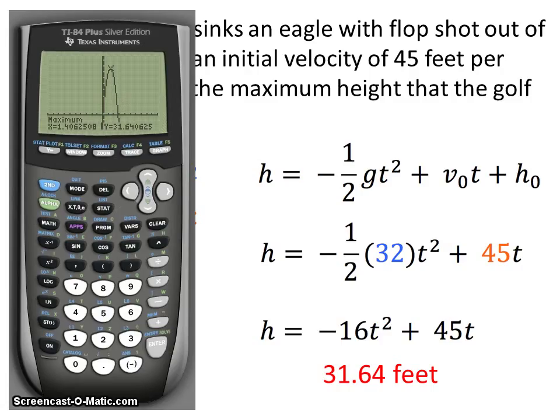So this concludes our lesson on vertical motion. Come tomorrow, hopefully with the equation written down in your notes somewhere, because tomorrow we're going to practice some of these other problems. Have a good night.